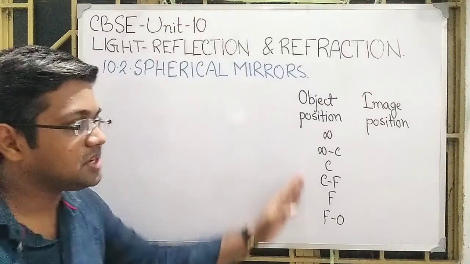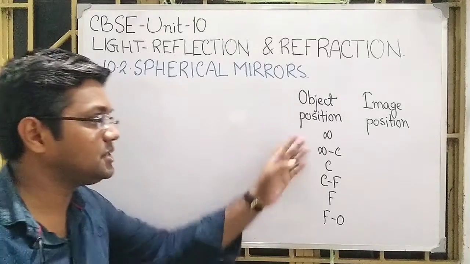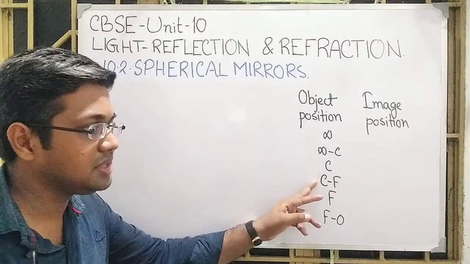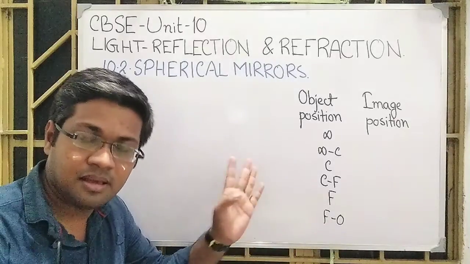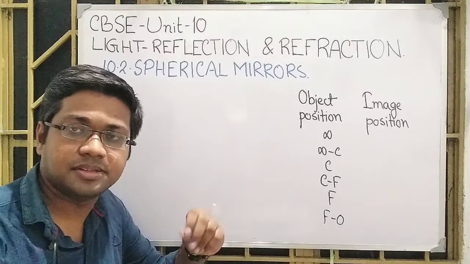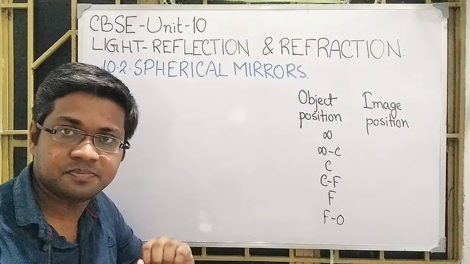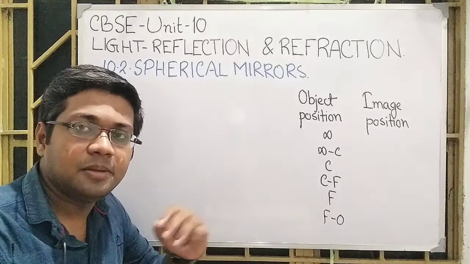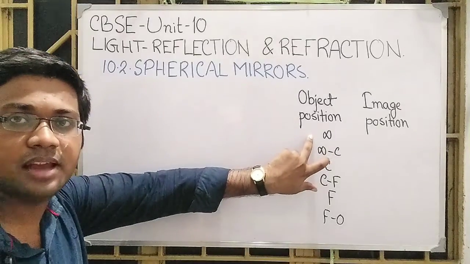Here I have written the sections where we can place the objects. That is the section first at infinity, then between infinity and C, C and F, F and O. If you have just watched the previous lecture, then I think these section divisions are known to you. If you have not seen it, just watch it, then come here. Okay. So where should the object be first placed? The object should be first placed at infinity.